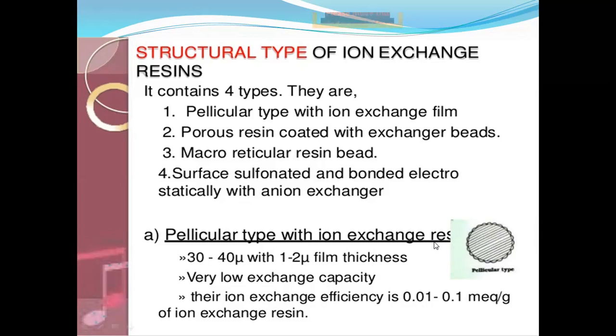When we dissolve this in water, what happens? These granules or ion exchangers absorb the water and slowly swell. After that swelling, it may form this thickness of film. So there is very low exchange capacity due to the very small size. Their ion exchange capacity is 0.01 to 0.1 milliequivalents per gram. Later I will show how the efficiency, what is milliequivalent per gram, is calculated.